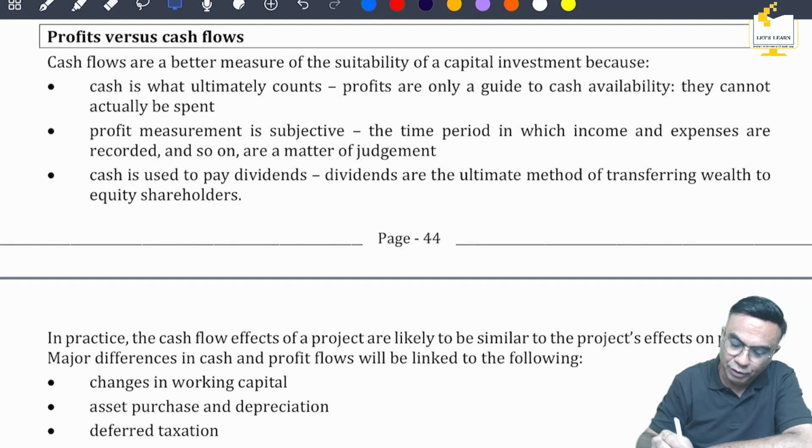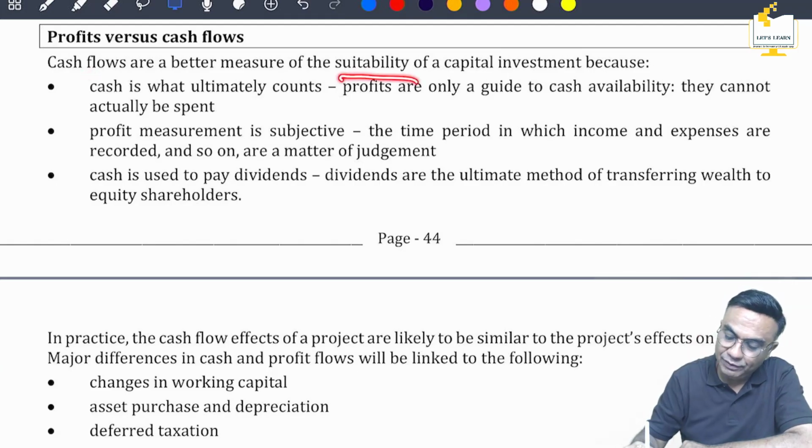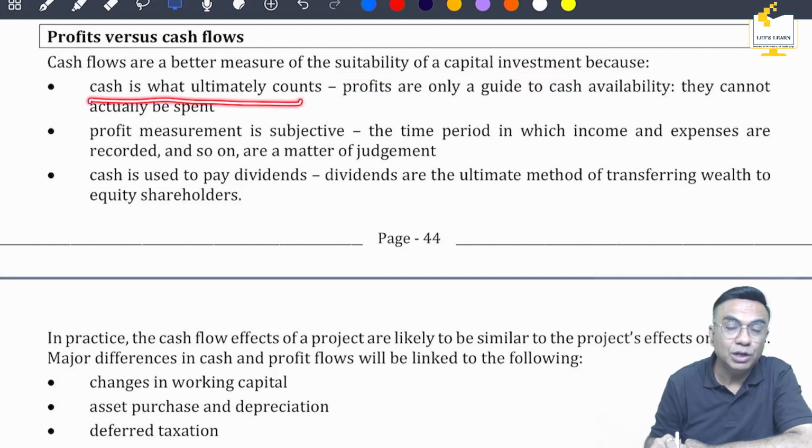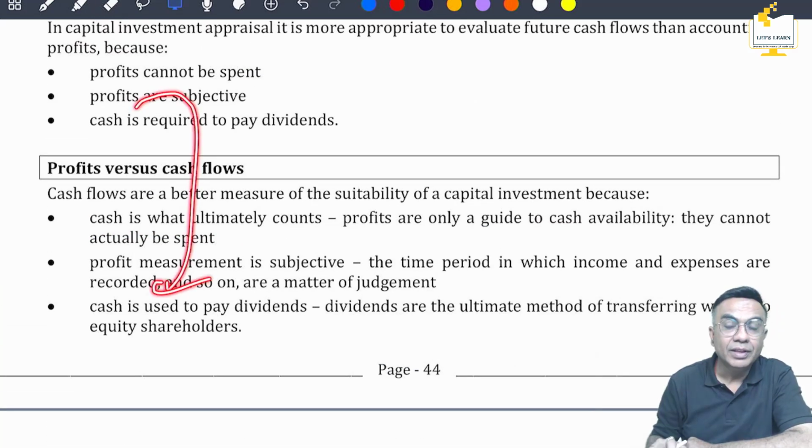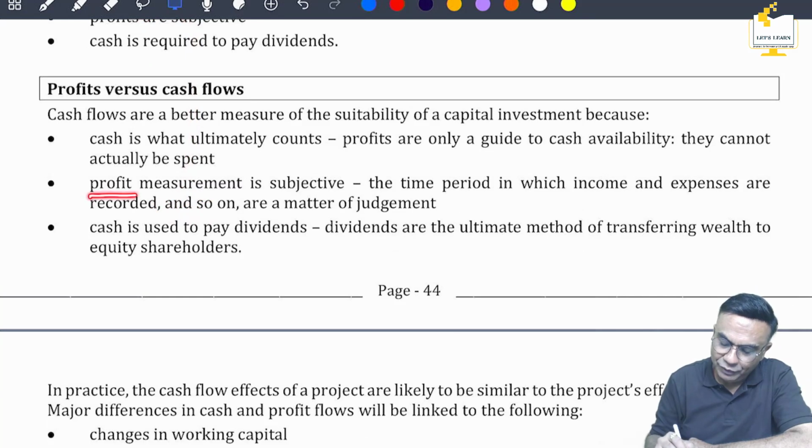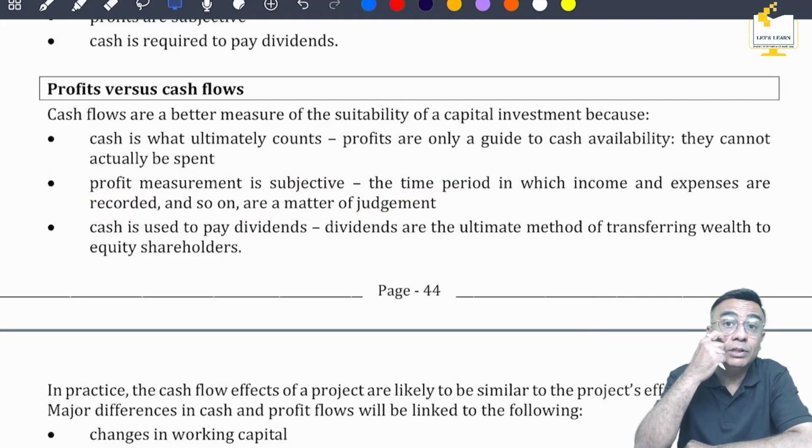Okay, now profit versus cash flows. We need to read this. Cash flows are a better measure of suitability of capital investment because cash is what ultimately counts. Profits are only a guide to cash availability. They cannot actually be spent. Same thing is explained here. Profit measurement is subject to the time period in which incomes and expenses are recorded and is a matter of judgment. For example, the accrual method.